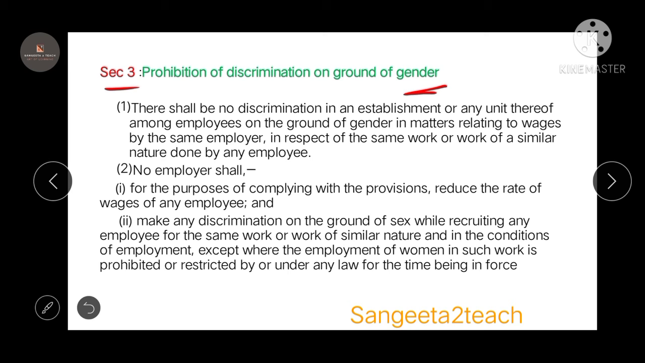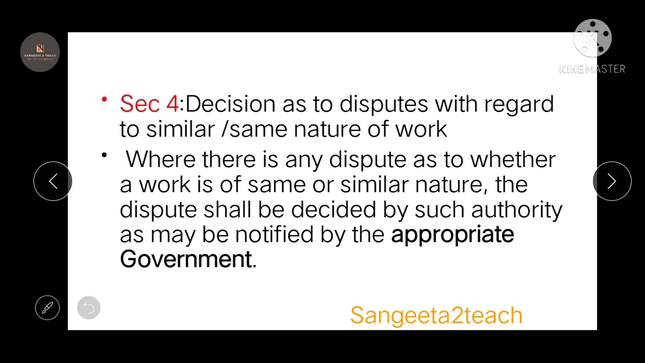No employer shall reduce the rate of wage of an employee, or show any kind of discrimination while recruiting for the same work or work of a similar nature, except where the employment of women in such work is prohibited or restricted. Other than that, they have no right to discriminate on the basis of gender. So section 3 talks about the prohibition of discrimination on grounds of gender. Coming to section 4, it talks about decision as to disputes with regard to the same or similar nature of work. If there is a dispute regarding similar nature of work, who is going to take the decision? The authority is in the hands of the appropriate government.